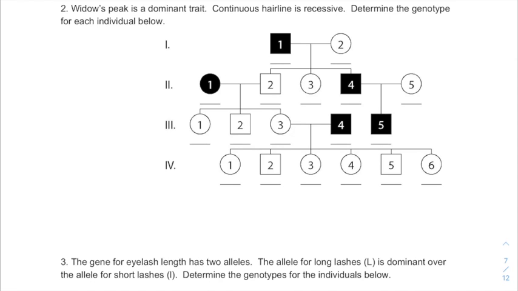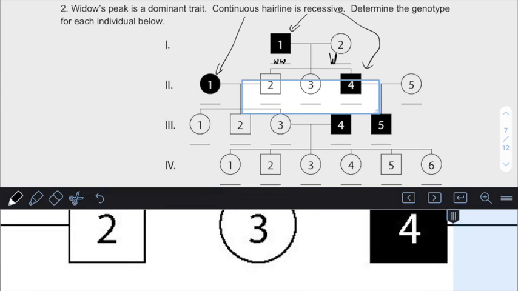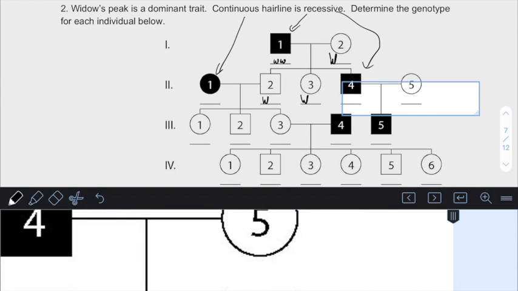Okay, for this question, the widow's peak is a dominant trait and the continuous hairline is recessive. So they have identified the continuous hairline with the dark square. So that's the trait that they're identifying with the dark hair. So we're going to just play it straight that way. So let's go with widow's peak as the dominant condition. So that means that all of these white squares are the dominant condition.